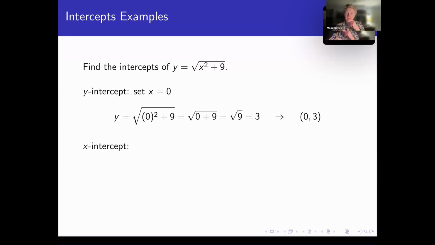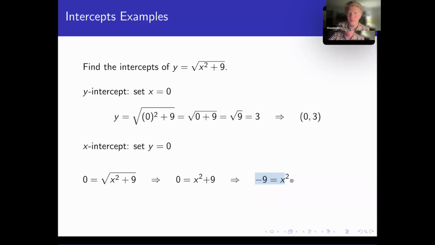Let's do the same for x-intercept. Let's set y equal to 0. Well, let's square both sides. Let's subtract 9 on both sides. And, well, we could take the square root of both sides, but we would get x equals plus and minus 3i. And we've never graphed i before. Or even easier, there's just no solution here. And that's okay. You don't always need an intercept of some type. It's okay to get no x-intercepts or no y-intercept. It entirely depends on the graph.